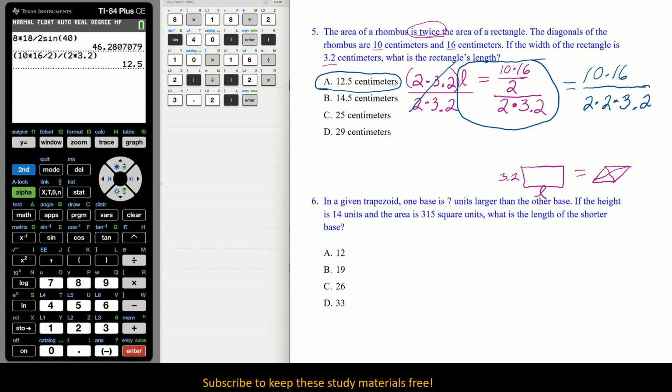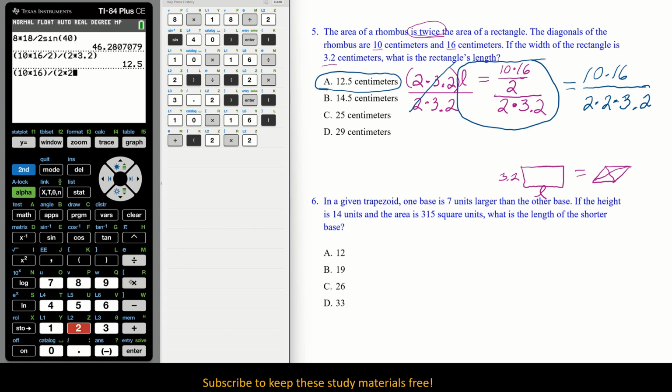Okay. So putting it in the way we see it didn't hurt anything. Now we could go ahead and do it the other way, and I'm going to use some parentheses here too because of that 3.2. So parentheses 10 times 16, close the parentheses, divide, and open them again. 2 times 2 times 3.2. Close them, push enter, same answer, and we're good to go. Okay, well, that wasn't bad.